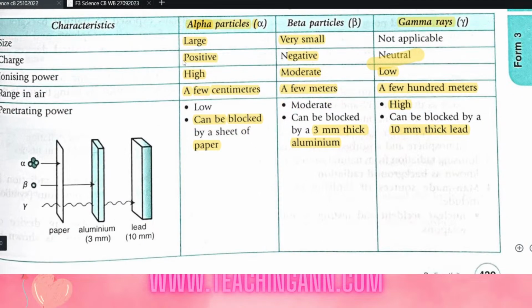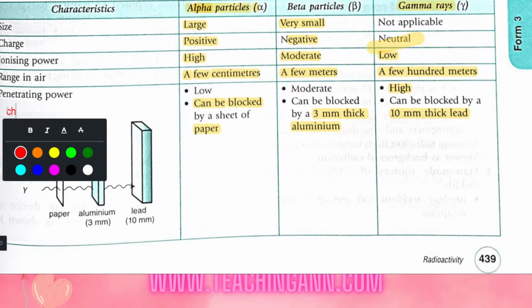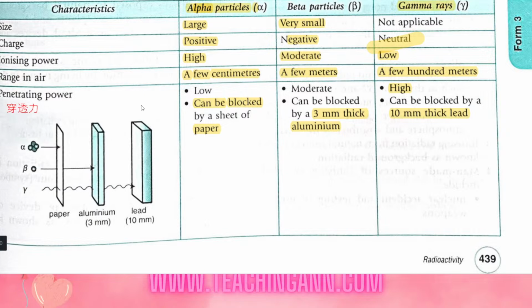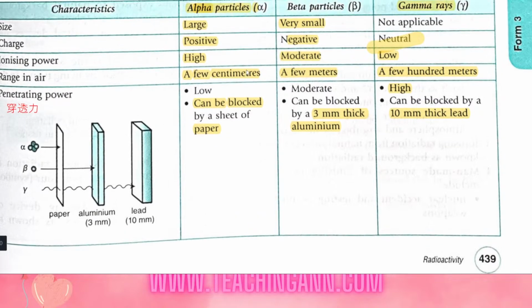So penetrating power. What is penetrating power? 穿透力, how it can penetrate through things. Alpha particle is the lousiest one. Even paper cannot be penetrated. You just take a piece of paper, then done. That's why the Chinese can use the paper window. You know what a paper window is, right? Okay, now next is beta particles.